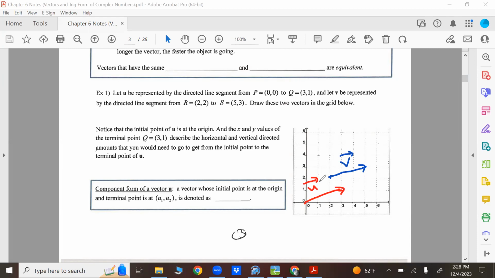Now, notice that the initial point is at the origin, and the x and y values of the terminal point, Q equals 3, 1, describe the horizontal and vertical directed amounts that you would need to go. So think of it like this. It's like rise or run in a way. Like, how far does this run? How far does this go up? Yeah, this rise goes up 1, right? This one actually does the same thing, right?